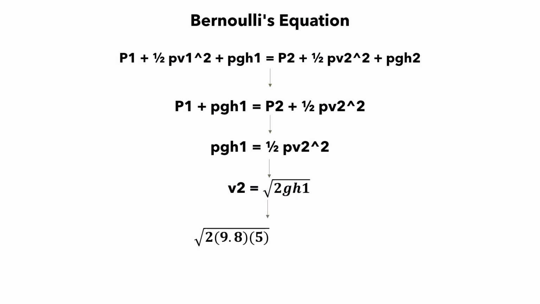So all I have to do now is plug in. We get the square root of 2 times 9.8 times 5, and it's going to equal 9.9 meters per second.